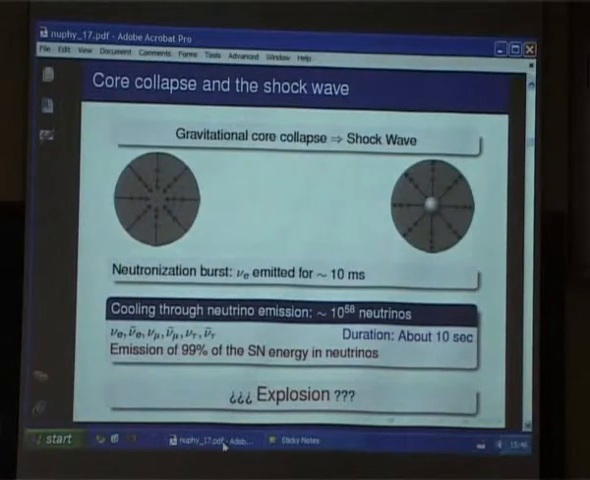And it turns out that when people did simulations, they found that very often the shock wave loses all the energy while overcoming this infalling matter. Therefore, the supernova doesn't explode.